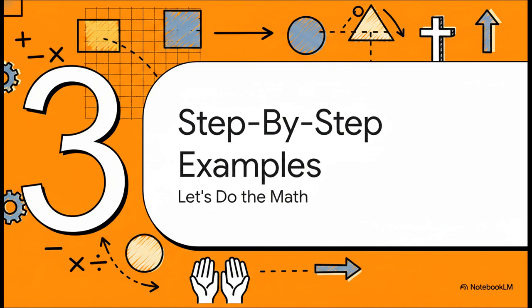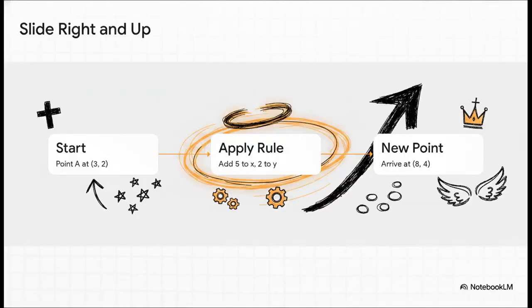Let's move to Section 3, step-by-step examples. Let's see how this all builds as we do the math together. Okay, in our first example, we want to slide a point to the right and up. Imagine you're starting with point A, sitting right there at the coordinates (3, 2). Our master rule for this specific translation is x plus 5 and y plus 2. So what do we do? We simply take our starting x coordinate, which is 3, and we add 5 to it. Boom, that gives us 8. Then we take our starting y coordinate, 2, and add 2 to it, giving us 4. Just like that, point A has safely and consistently slid to its new home at coordinate (8, 4).